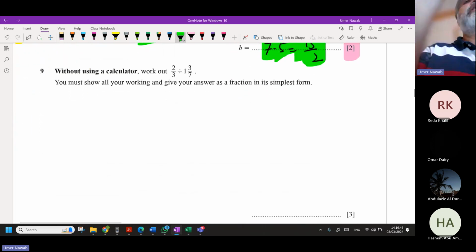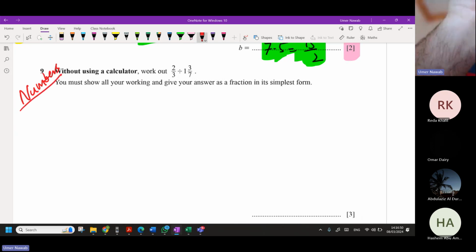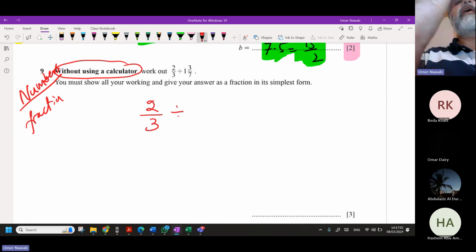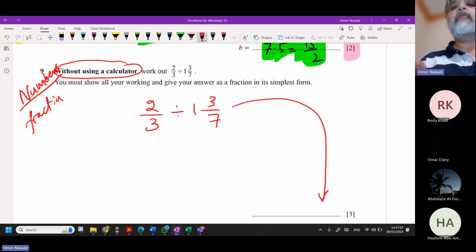Now, the next question is on numbers, guys. The next question is on numbers, and the subtopic is algebra of fractions. He also mentioned without using a calculator. Now, okay, I will use the calculator. I'll tell you why I'm going to use the calculator, because I will lose my accuracy marks.